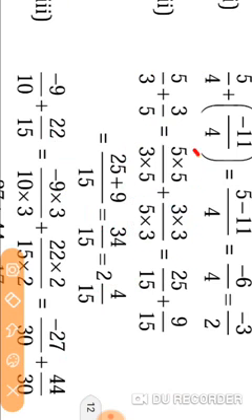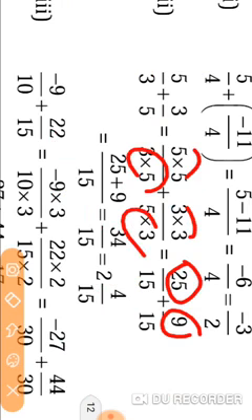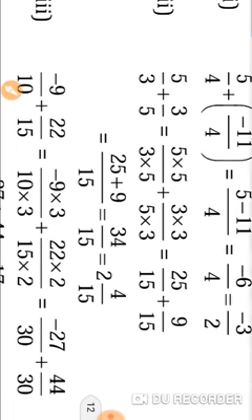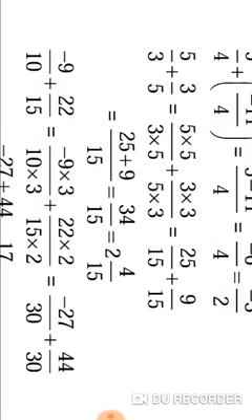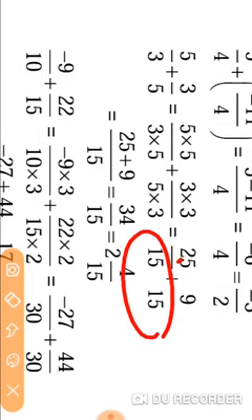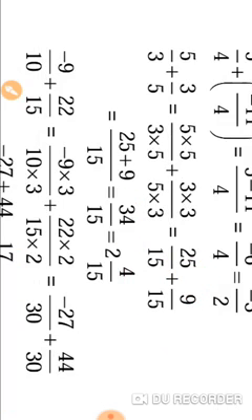Then 5 5s are 25. Then 3 3s are 9. So 15 comes directly. We have the same denominator, so directly add 25 plus 9, as 34. So we can convert it into a mixed fraction also.